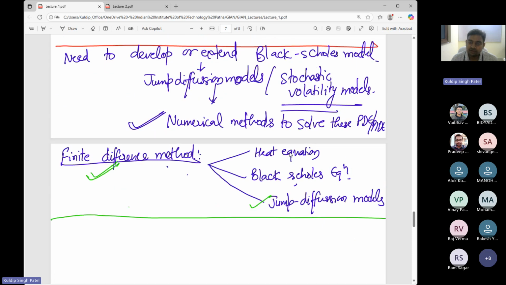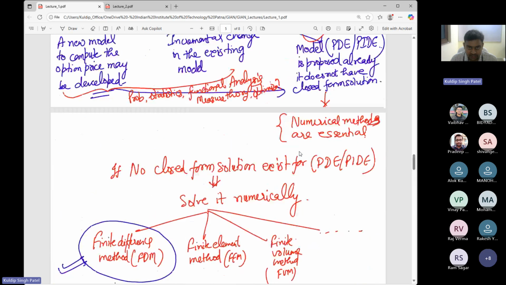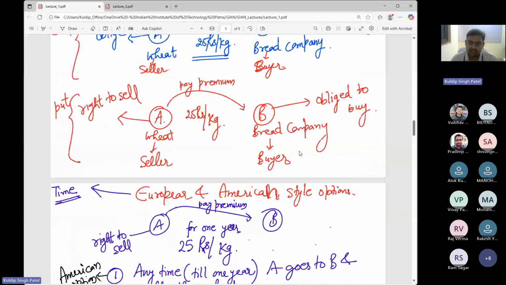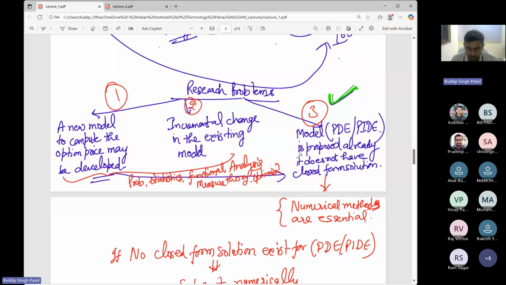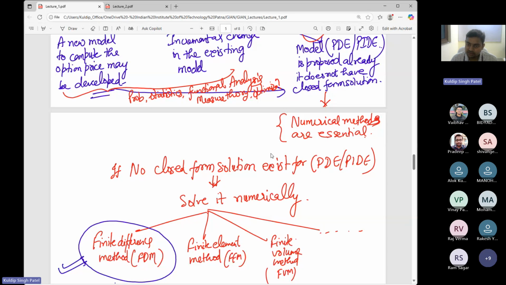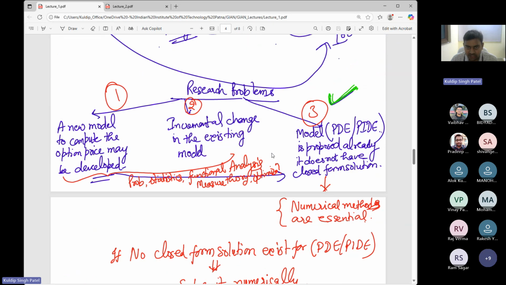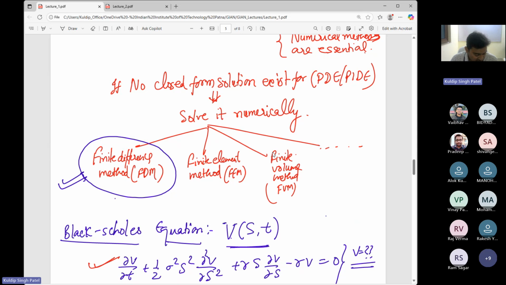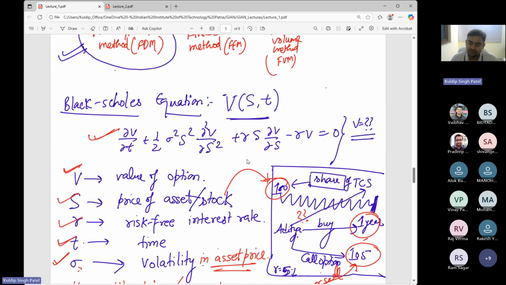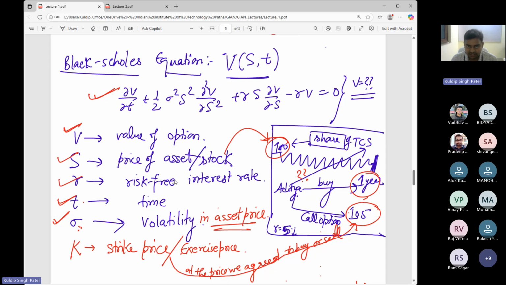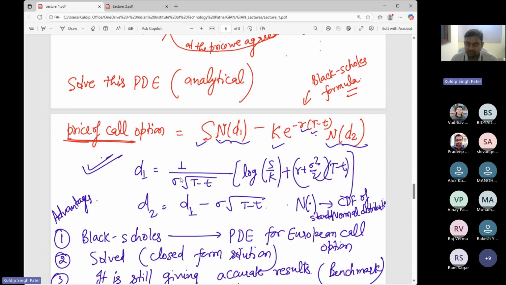If you have any queries still, please ask. In the last lecture, we understood some basic definitions about options, and then we discussed some research problems. One of those research problems is numerical methods for solving option pricing problems. Then we realized the real need of numerical methods for option pricing problems. One of those methods is the finite difference method, and then we read the Black-Scholes PDE and the solution of the Black-Scholes PDE.